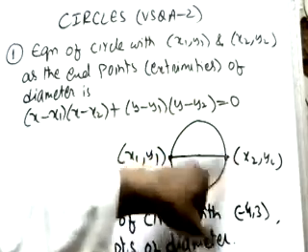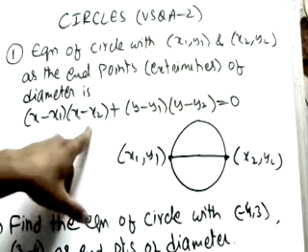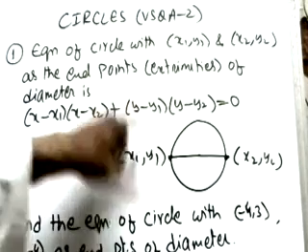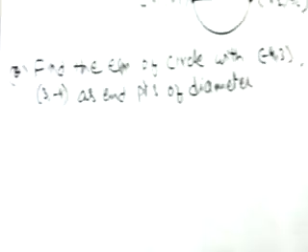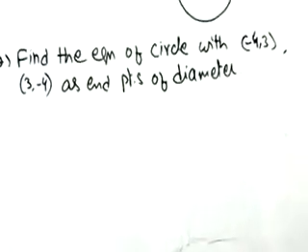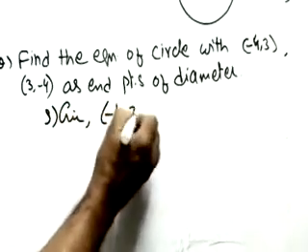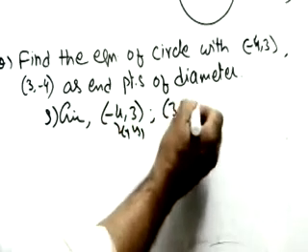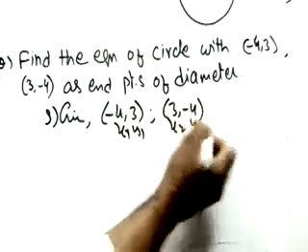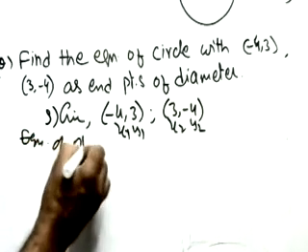the diameter are given. When the endpoints of the diameter are given, we can find the equation of circle using the formula (x minus x1)(x minus x2) plus (y minus y1)(y minus y2). Now see here, let me do one question based on this. Find the equation of circle with given points minus 4 comma 3. Suppose this has x1, y1, this has x2, y2. So we want the equation of the circle.